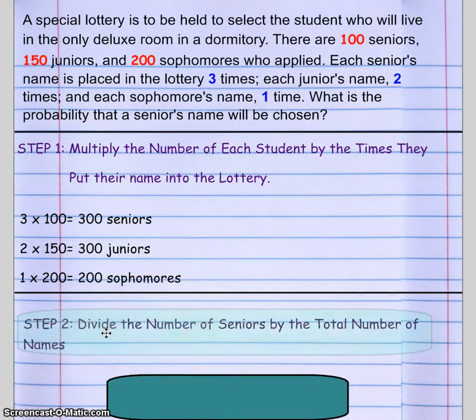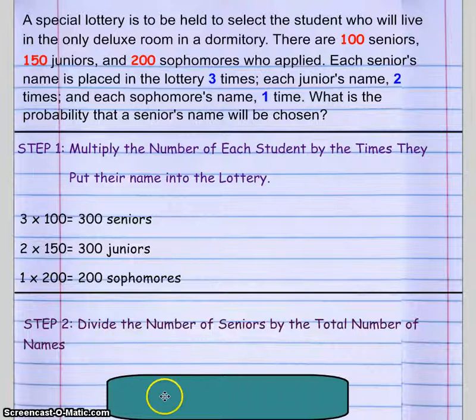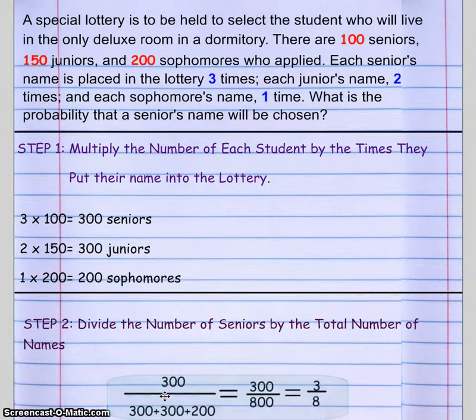Now, we're going to take a look at the second step. Divide the number of senior names by the total number of names. As you can see, the total number of senior names is 300 over the total, which is 300 plus 300 plus 200, which would be 800. If we put 300 over 800, we can't simply leave the answer like that. This number can be reduced, and it can be finally reduced to 3 over 8. Why? Because they share a common factor of 100.